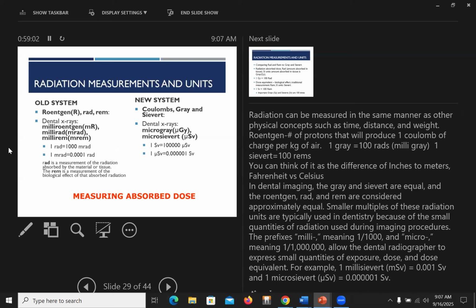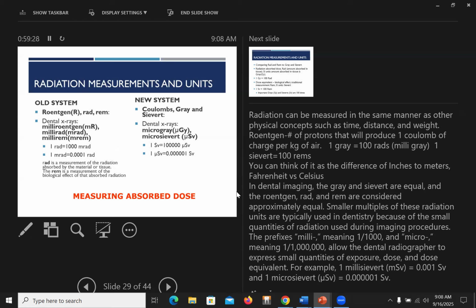Anyways, they stand for stuff and they're a unit. And then we are dealing in milliunits because dental x-rays give such a small dose. But this is the old system, the Roentgen, the rad, the REM. And it's still used probably somewhere, people talk about it, but this is considered the old system.